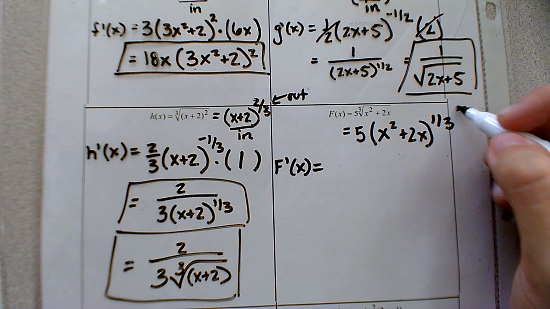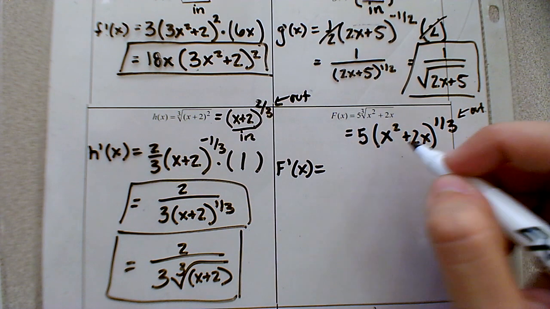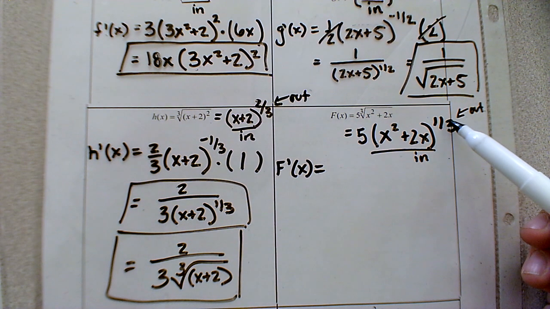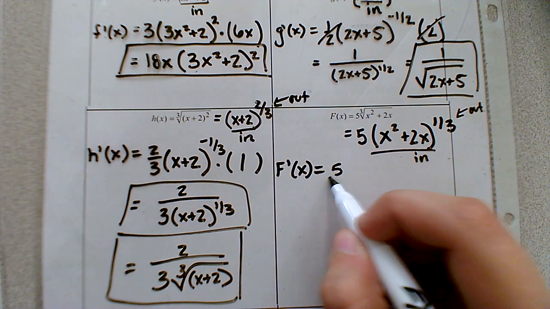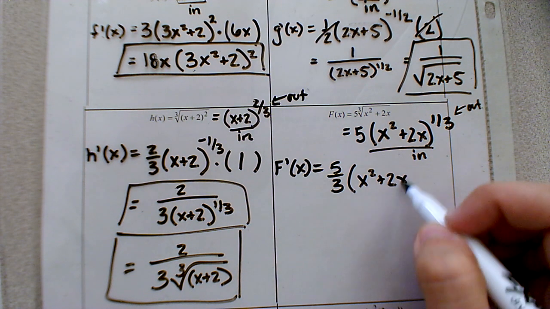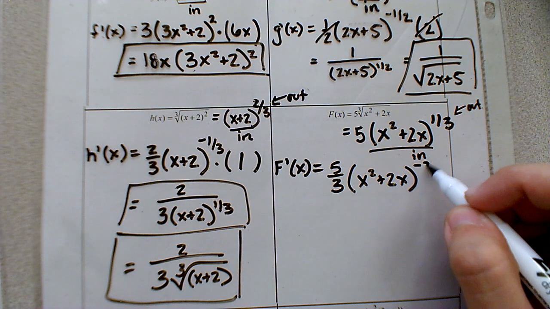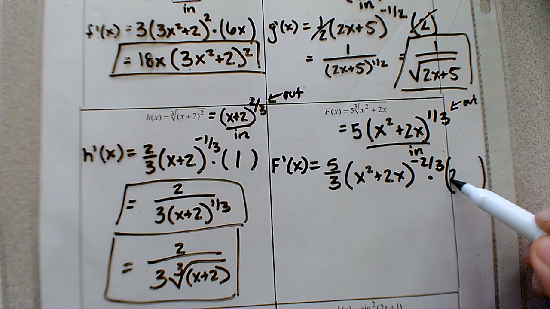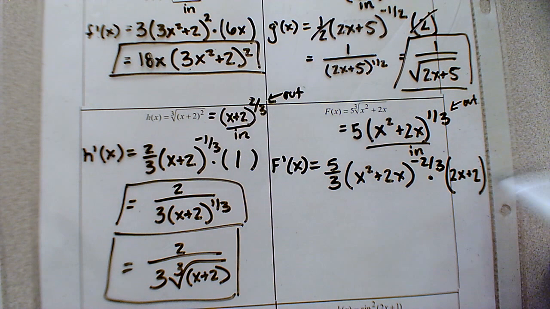Let's go ahead and apply our derivative. So we can label outside, inside. So we're going to bring the power down, which would make it a 5/3, keep the inside, new power would be negative 2/3, and then we've got to finish the chain rule process by multiplying by the derivative of the inside, which would be 2x plus 2.